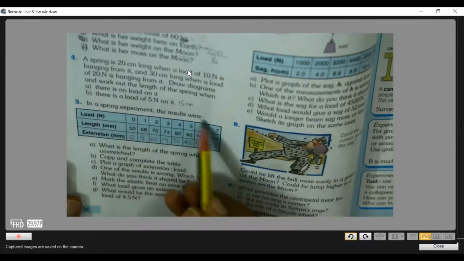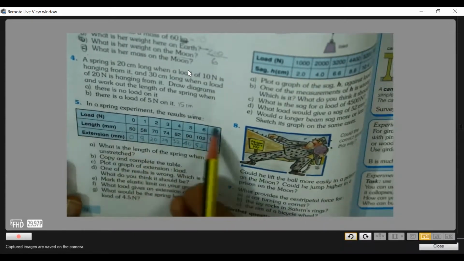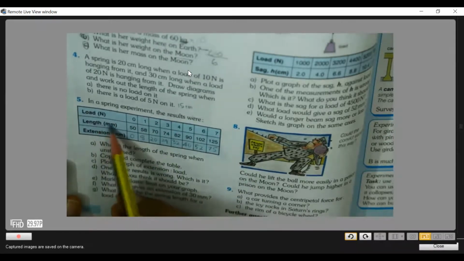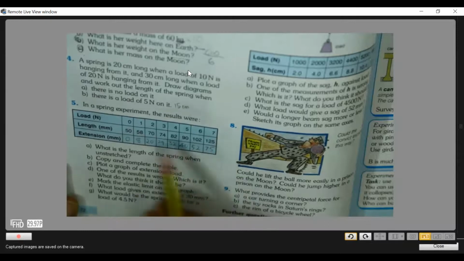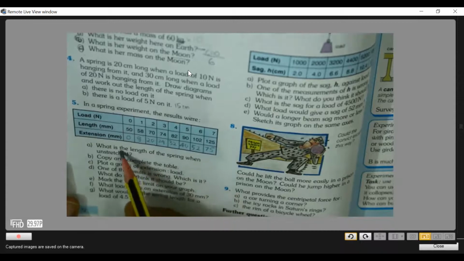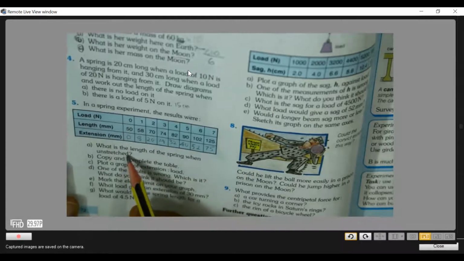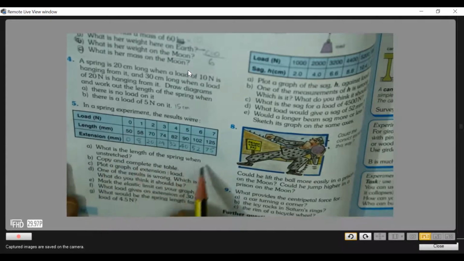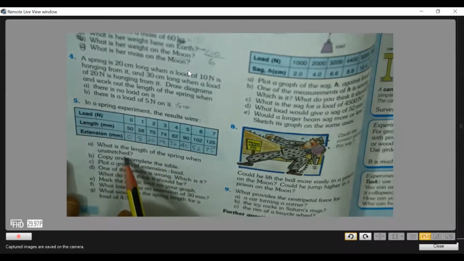Now, in a spring experiment, the results were this. They have given us this table. We have load in newtons, we have length of the spring balance here, and then we have extension. Now, what is the length of the spring when unstretched? It's so easy. Come on, tell me. What is the length of the spring when it is unstretched? Who will answer this question?